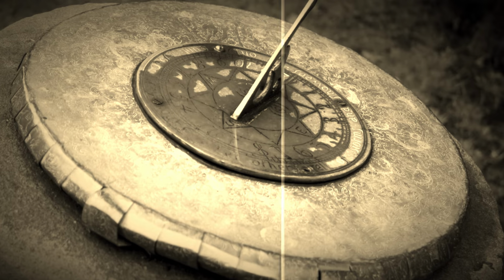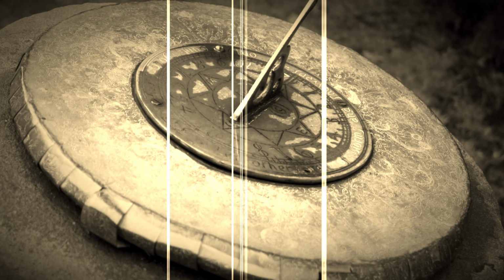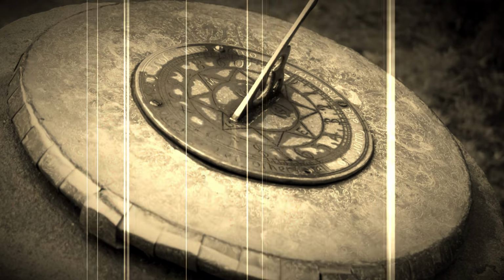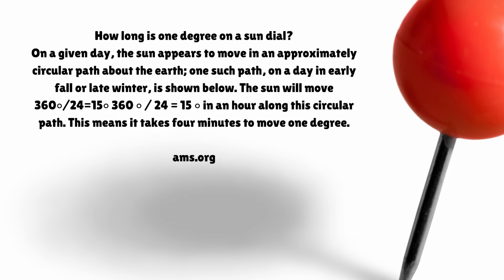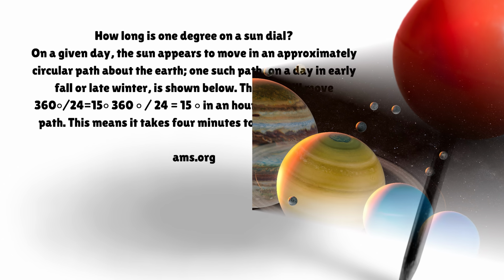And they further stated that in an hour along this circular path, it takes 4 minutes to move 1 degree. 4 minutes. So every 4 minutes, the earth is moving in a rotation in the atmosphere. So I did my own little calculations to try to gather a better understanding of what is 10 degrees. So I broke it down.